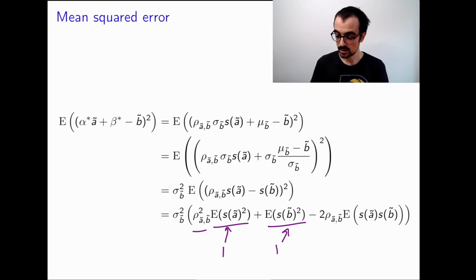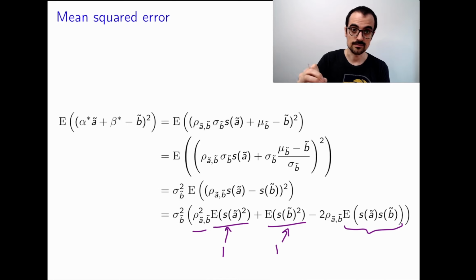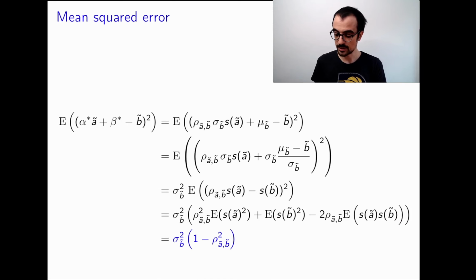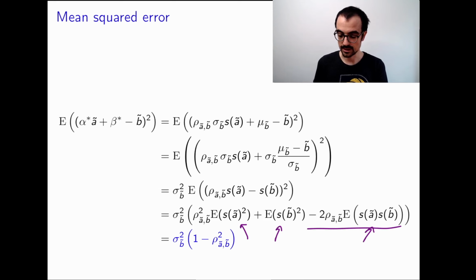And here, the expected value of this product is the expected value of the product between the standardized version of A and the standardized version of B. That is exactly equal to the correlation coefficient. In fact, this is another way of defining the correlation coefficient. This is how we define the correlation coefficient originally in order to connect it with linear estimation. So we obtain this very nice expression. Just to be clear, this is equal to the correlation coefficient, so this is minus 2 times the correlation coefficient squared. This guy is equal to 1. This is equal to the correlation coefficient squared.